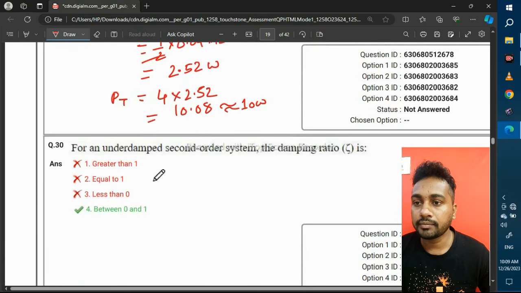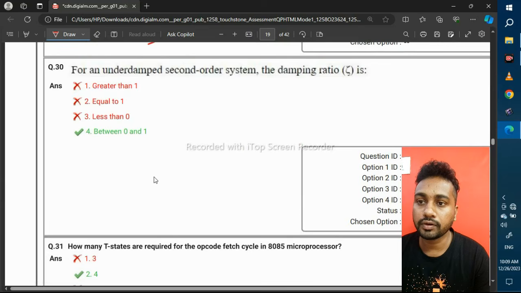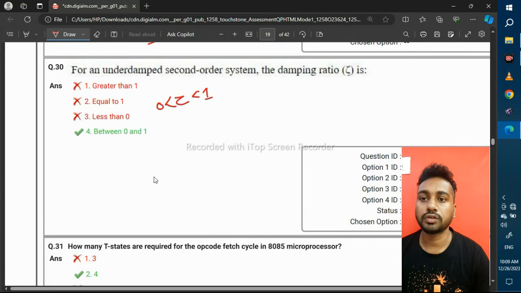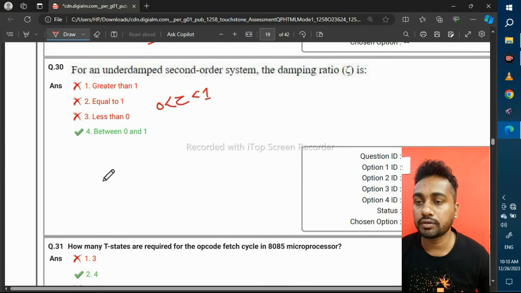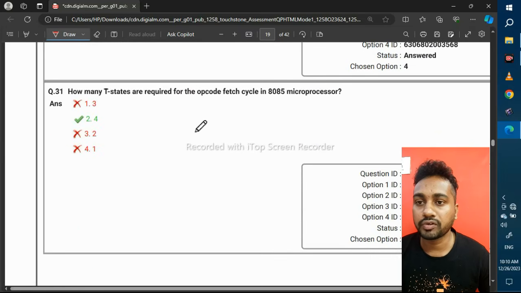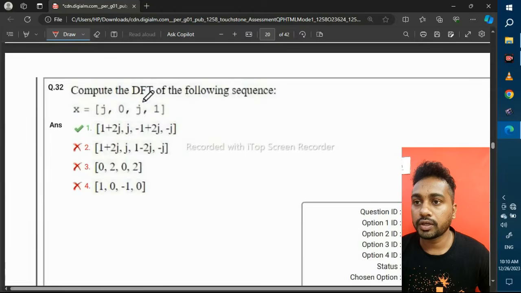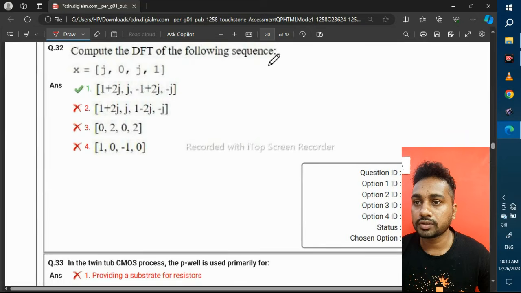For an undamped second order system, the damping ratio is between 0 to 1. We covered this in class also. How many T states are required for the opcode fetch cycle? It is 4 only. Compute the DFT of the following sequence. If you calculate the DFT, you will find option 1 is the right answer.